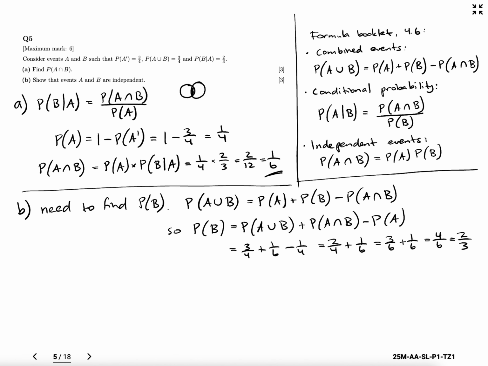And now we're going to test whether the condition for independent events is satisfied or not. So we're going to multiply probability of A by the probability of B, which gives us 1/4 times 2/3, which is 2/12 or 1/6. And then we're going to look whether that's the same as probability of A and B, which is what we calculated here, and it's the same. So therefore, they are independent.